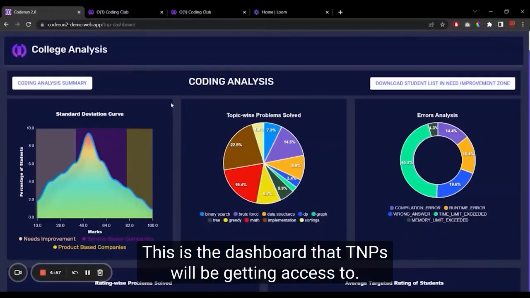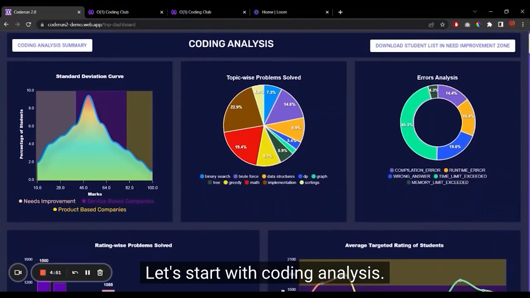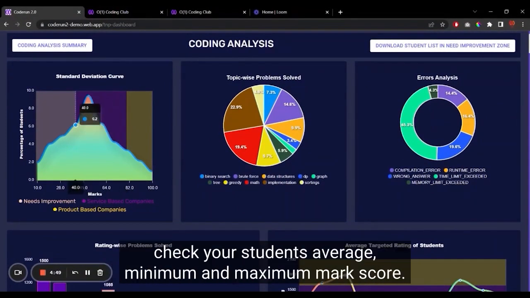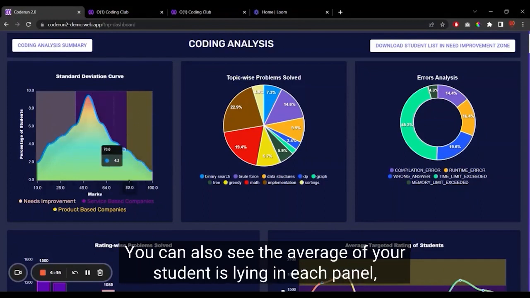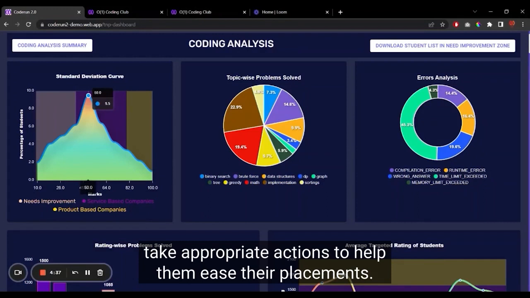This is the dashboard that TNPs will be getting access to. Here you can check your college students' performance summary. Let's start with coding analysis. In the standard deviation curve, you can check your students' average, minimum and maximum mark score. You can also see which band the average of your students lies in: needs improvement, service-based companies or product-based companies. And you can take appropriate actions to help them ease their placements.